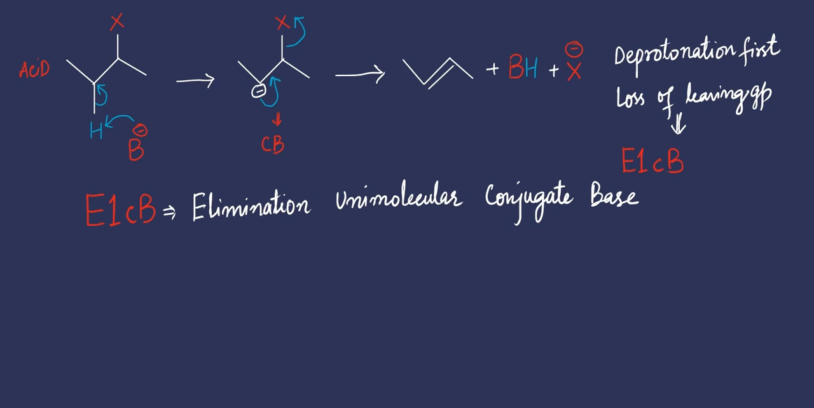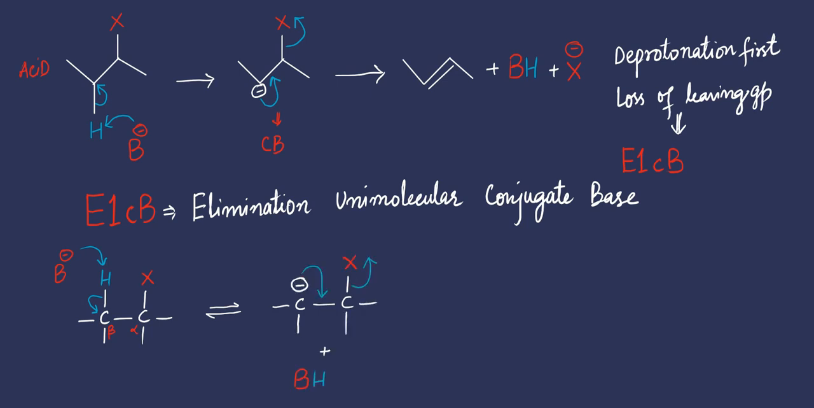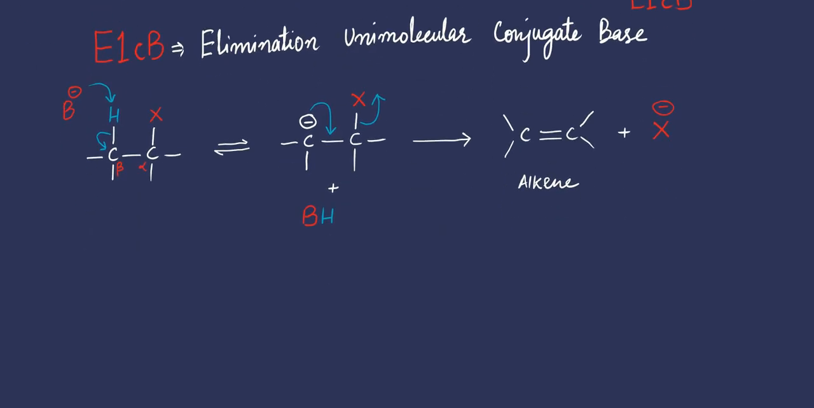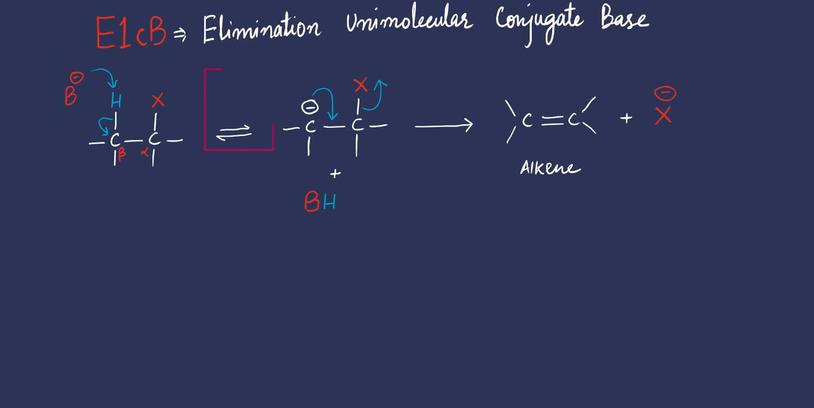This lecture is based on E1cB. Consider this substrate having leaving group X, attached to the carbon designated as alpha. The adjacent carbon is designated as beta, which has this hydrogen. So, in E1cB, this base abstracts the beta hydrogen to generate a carbanion, which then loses the leaving group to generate the alkene product. This abstraction of proton is fast and reversible, whereas this expulsion of leaving group is slow, and hence rate determining.